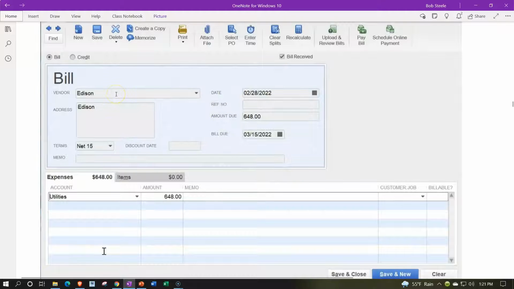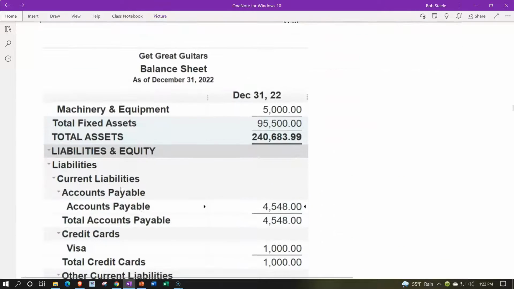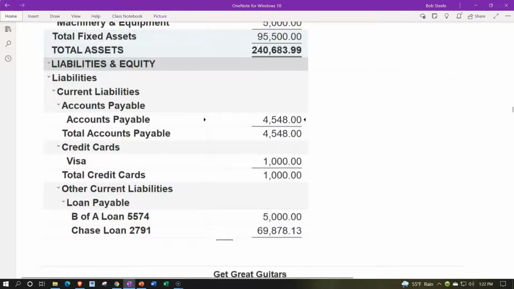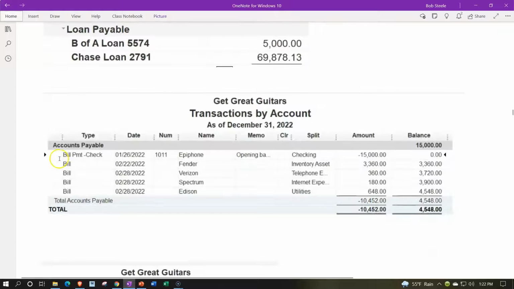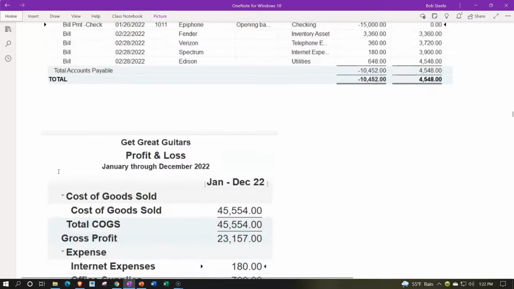Here's our Edison. That's going to be our utility bill or electric bill, which we're going to put into the utilities expense. So this is going to increase accounts payable. The other side is going to the utilities expense. Accounts payable once again going up. And there's the accounts payable with all the bills. Accounts payable goes up with bills.